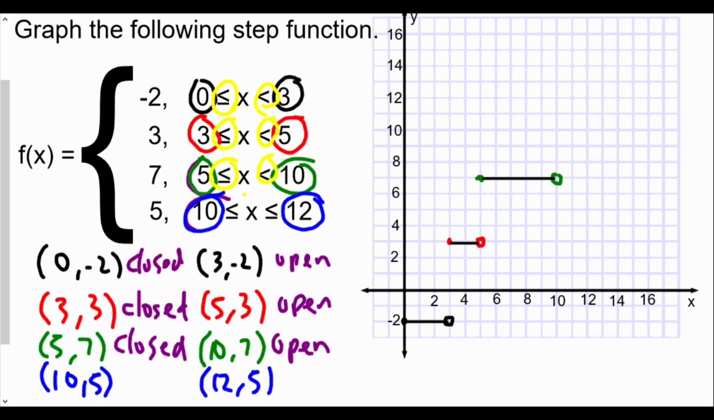We take a look at these little symbols here. Both of them happen to be less than or equal to, which means both of these endpoints will be closed. Closed and closed.